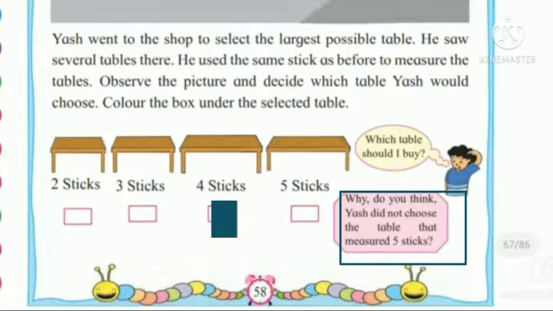Now see students, what is given in the box. Why do you think Yash did not choose the table that measured 5 sticks? Why did Yash not select the table measured by 5 sticks? Because at home he measured the place which was 4 sticks and a little more, but it was not 5 sticks. So he selected the table of 4 sticks.